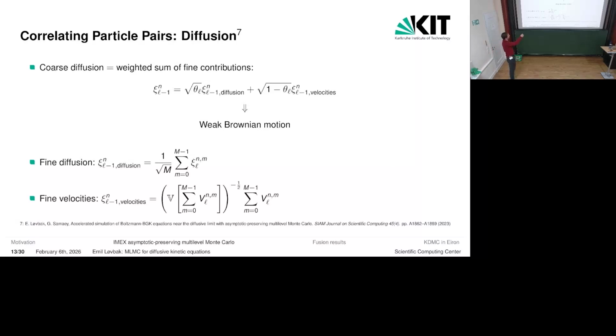But if you have mean 0 and variance 1, you can combine these two things in the following way. So you choose your theta, which is some arbitrary number between 0 and 1. If you want to get good correlation, you have to pick the correct value. But it's a value between 0 and 1. And then this quantity has mean 0 and variance 1, and you use it in your coarse Brownian motion.